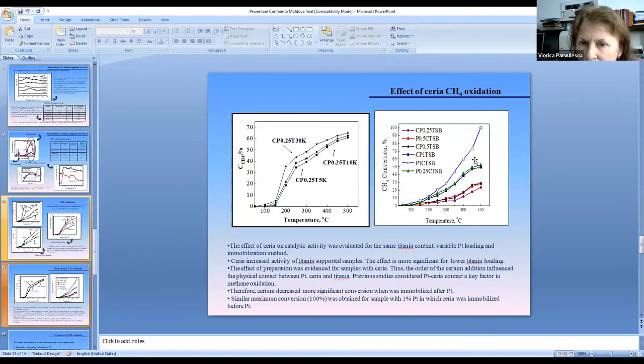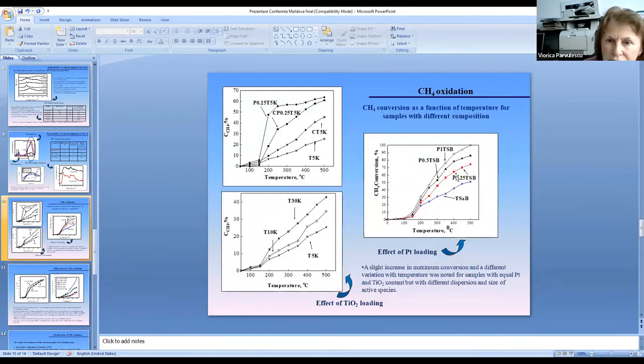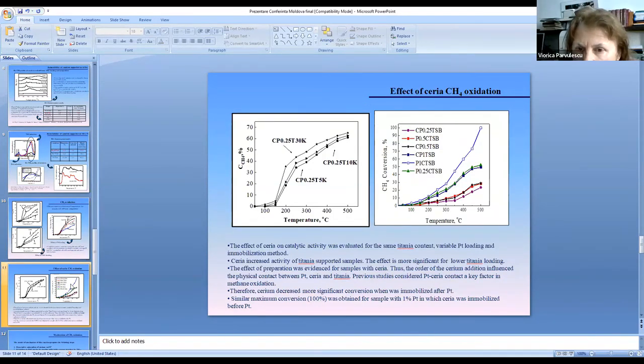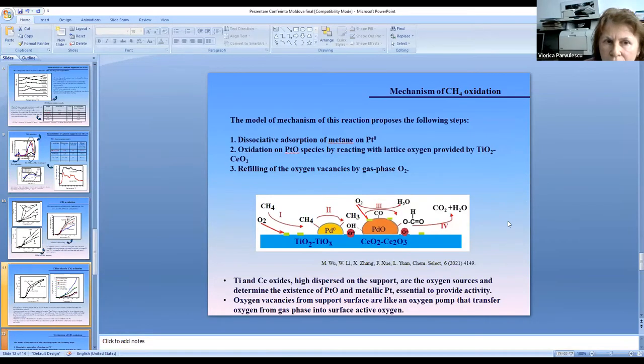In the case of immobilization of ceria before platinum, the maximum conversion is the same, 100%, but the variation is different with this sample. The explanation was the dispersion and diameter of particles. So, for this reaction, we propose three steps. The dimension of particles and dispersion of platinum and titania are very important. The importance of oxygen vacancies for this kind of reaction is also very important.